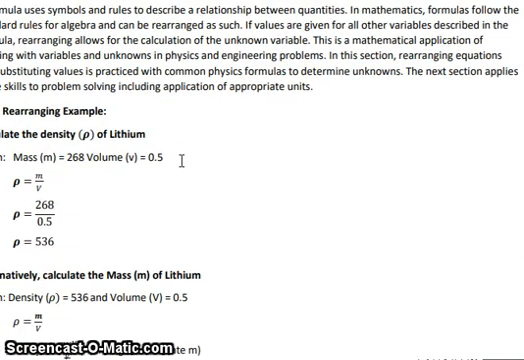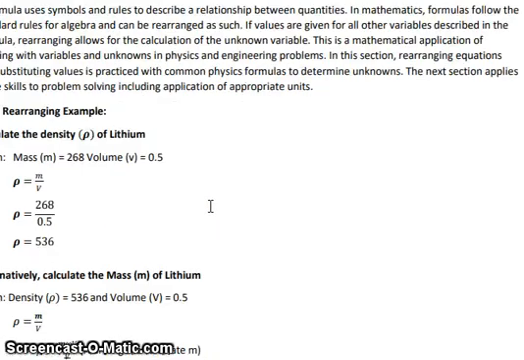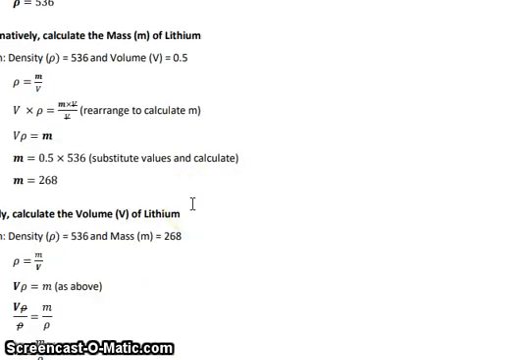And another important thing is rearranging formulas. The formula uses symbols and rules to describe the relationship between quantities. In mathematics, formulas follow the standard rules of algebra and can be rearranged as such. If values are given for all other variables described in the formula, rearranging allows for the calculation of the unknown variable. This is the mathematical application of working with variables and unknowns in physics and engineering problems. In this section, rearranging equations and substituting values is practiced with common physics formulas to determine the unknown. Next, you can see here, calculate the density of lithium. So an alternative calculation of mass you can do like that.